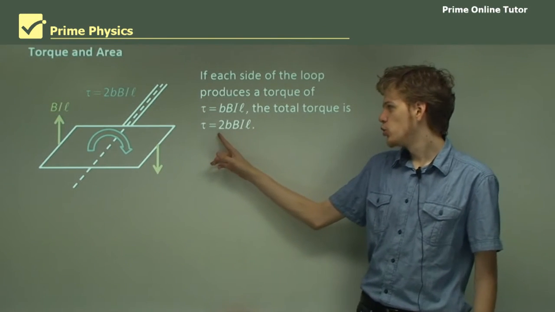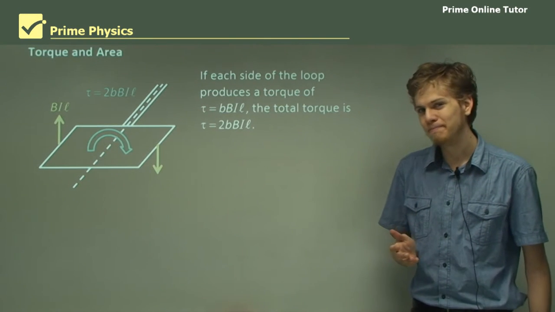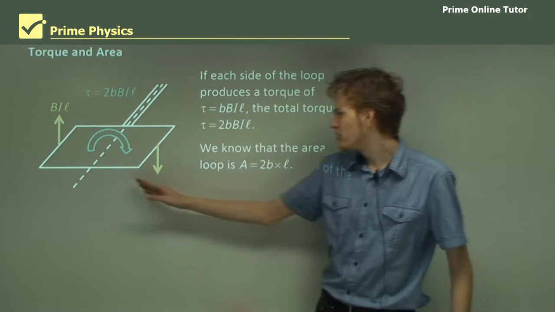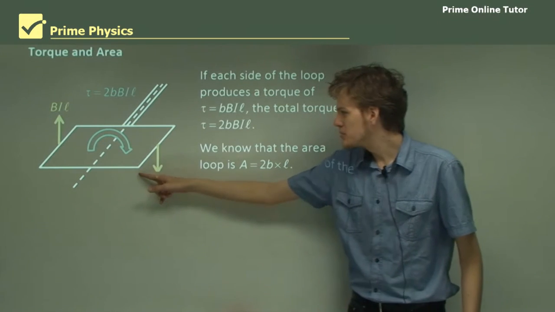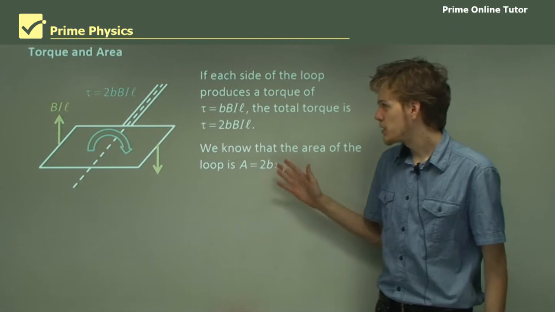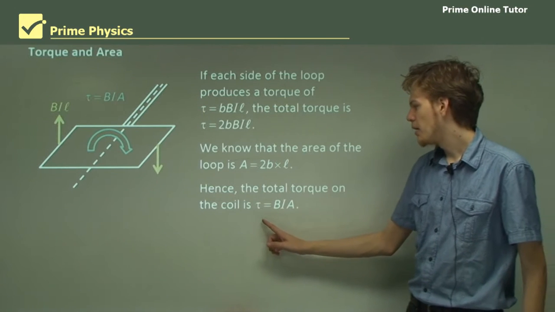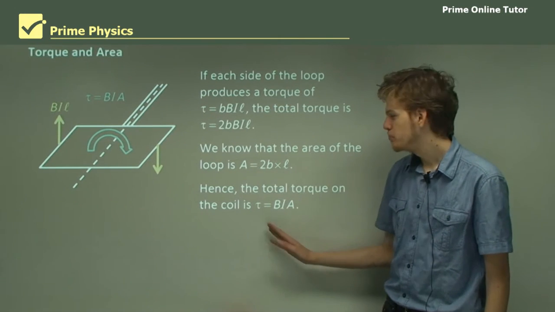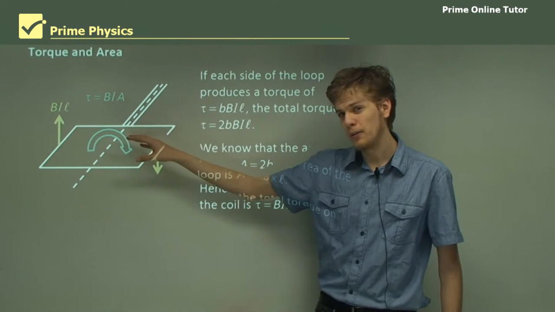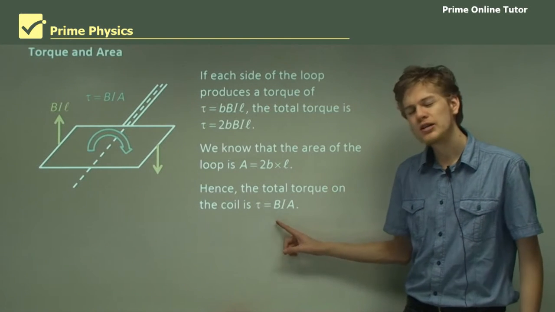Now, it turns out that 2bL has a special sort of meaning. Can you see what it is yet? Well, we know that the area of the loop is the bottom side, 2b, times the other side, L. Right? That's area. So, substituting area into this equation gives us the total torque being BIA. B is the magnetic field, I is the current, and A is the area of the coil. And it turns out that even if we're not using a rectangular coil, this equation will still hold true.